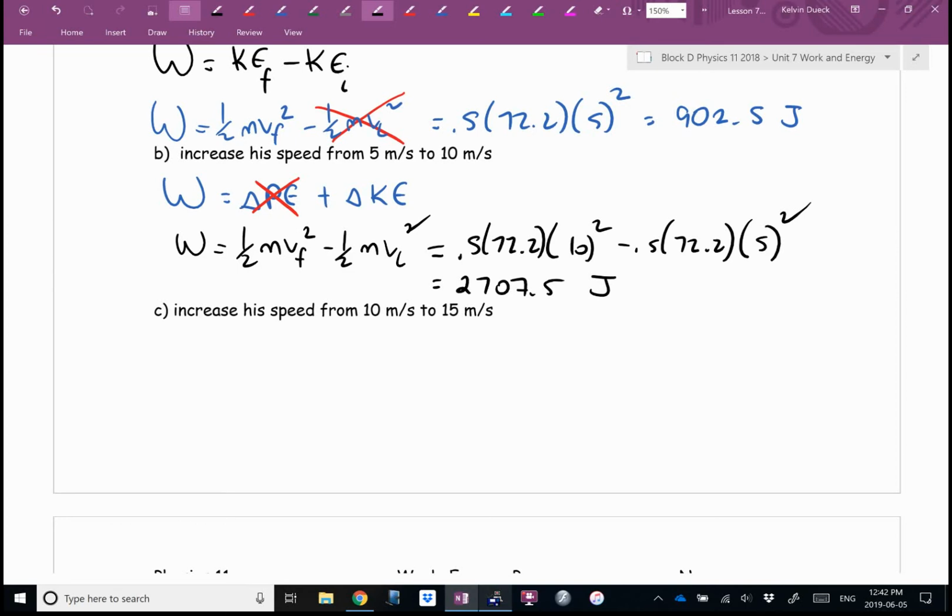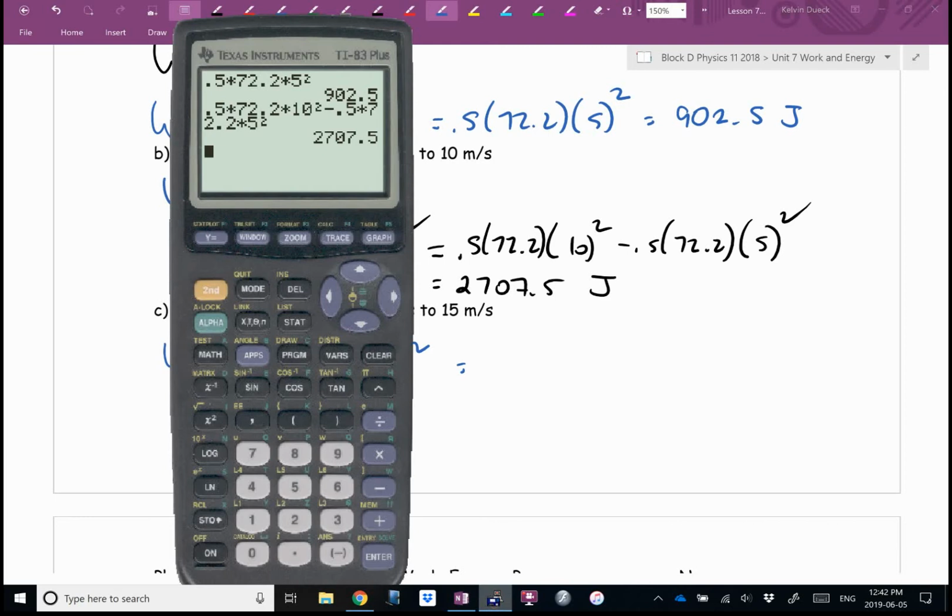You know what? I think the work is going to be a half mv final squared minus a half mv initial squared. In this case, v final is 15, v initial is 10. What do you get? I typed this all in. I think I can just backspace and make the 10 a 15 and make the 5 a 10 squared.